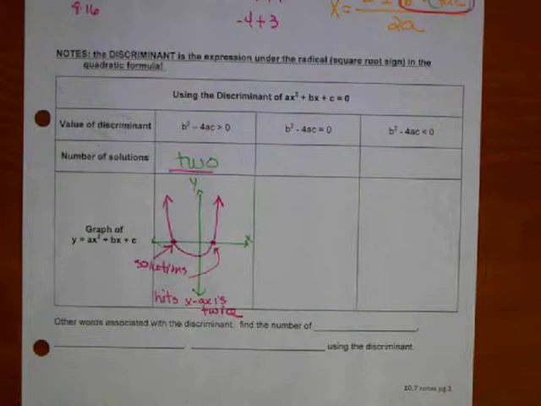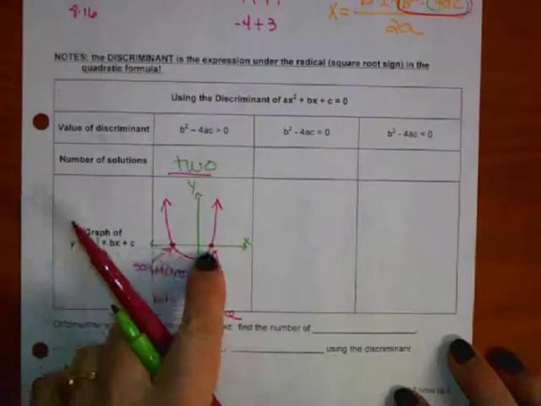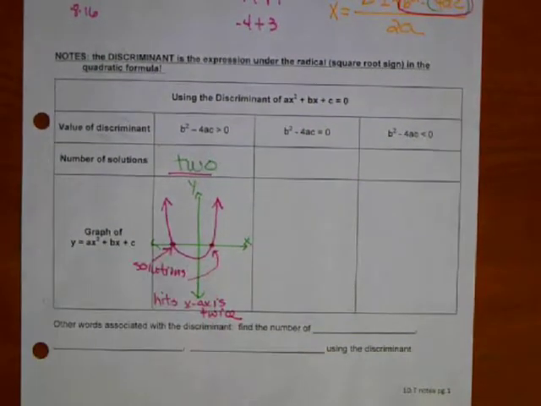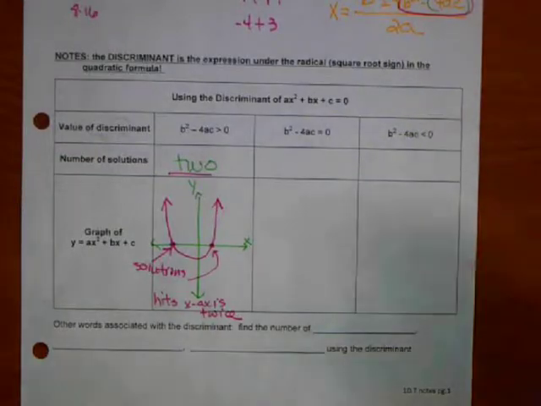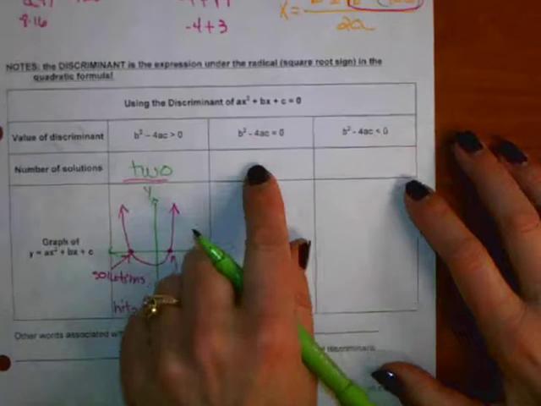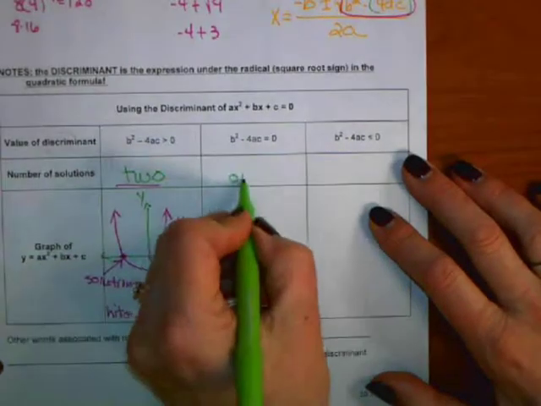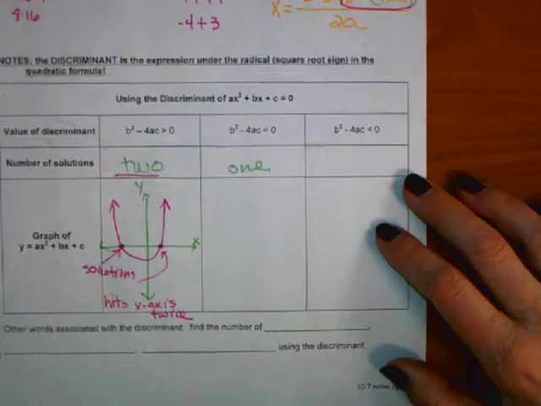You were getting decimals, like negative 3.5 and positive 2.2. That's where it hits the x-axis. That's what you were doing yesterday, figuring that out with the quadratic formula. Okay? All right. If it's equal to 0, that means you're going to have 1 solution.